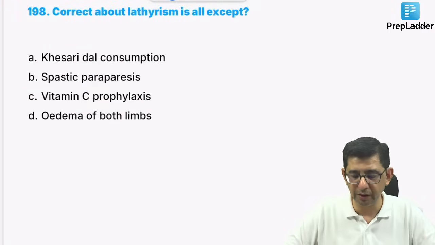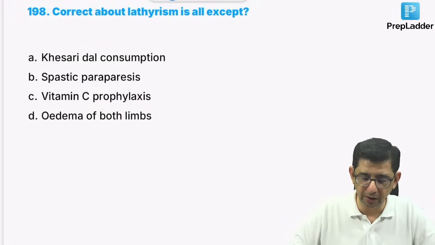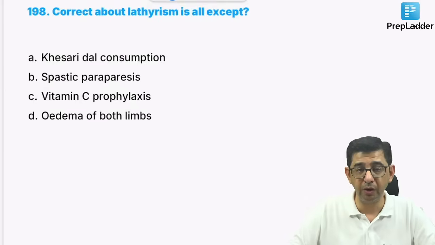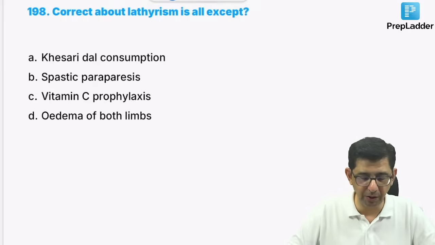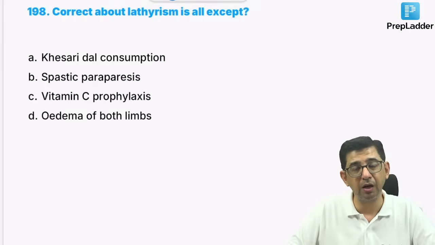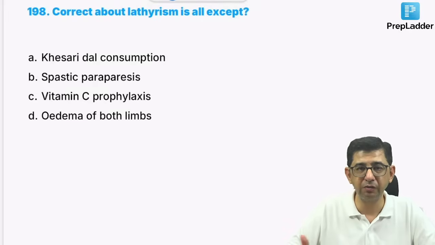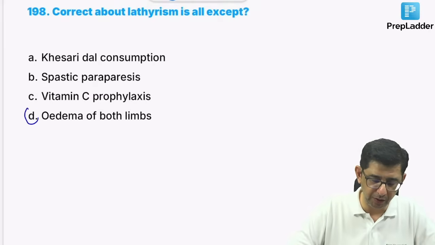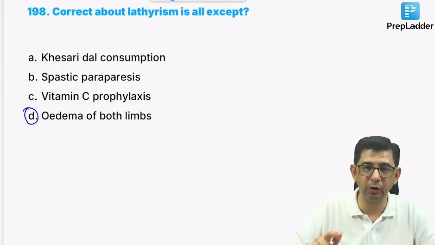Okay, correct about lathyrism is kesari dal, right? We eat that chana dal, right? That's the kesari dal, which would be steeped in water overnight to prevent the toxins from going in. But in this case, consumption of kesari dal will cause spastic paralysis. For this condition, we will have a spastic weakness in the legs. Patient will have difficulty in walking. There is no edema of the legs. Edema of the legs is seen with Argemone mexicana poisoning.